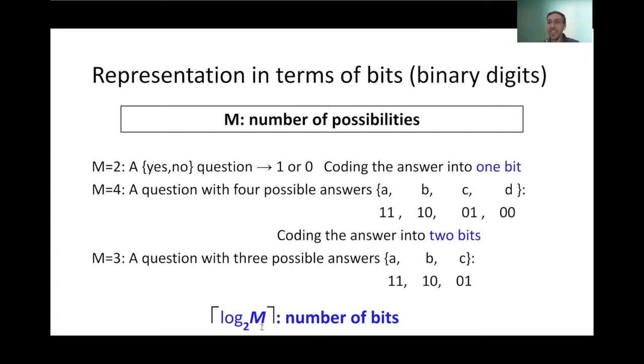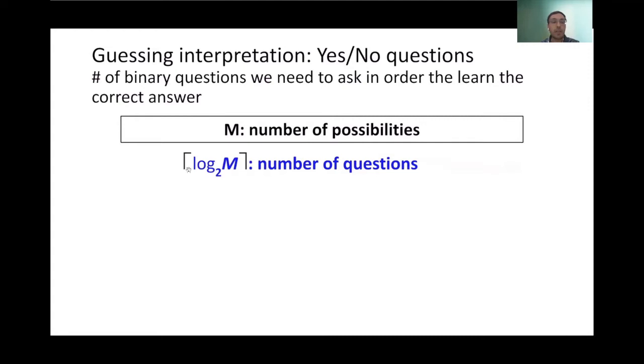There's a ceiling here. Shannon's entropy did not have a ceiling, but I will get into that later. But I hope you can see why this ceiling of logarithm of M in base 2 is the number of bits we need in order to store the answer. Now, this ceiling of logarithm of M in base 2 also has a guessing interpretation. It is the number of binary questions, yes and no questions, we need to ask in order to learn the correct answer. So let me explain.